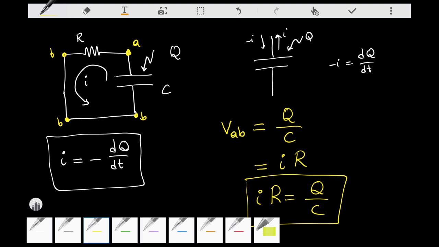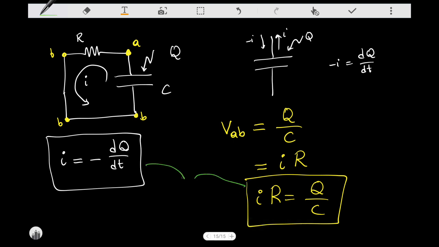Just as in the previous case, we combine these two equations, so I basically eliminate the current variable. In that case, we get minus R times dQ over dt is equal to Q over C. All right, that's actually an even simpler equation. So let's pass to the second page. We have an equation like dQ over dt is equal to minus 1 over RC times Q.